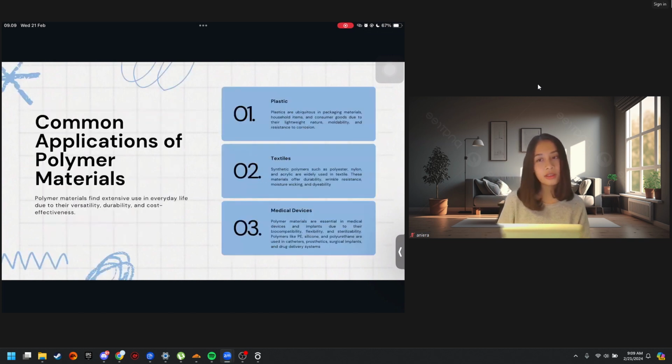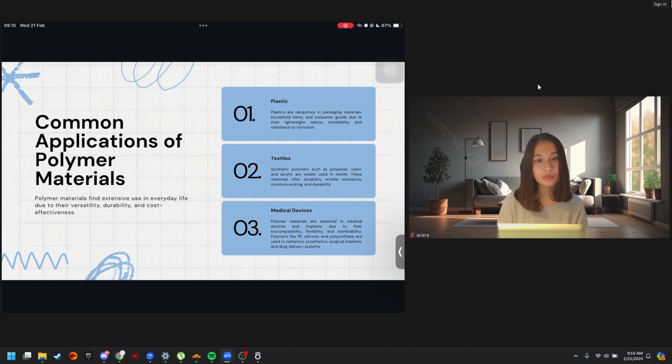The next one is common applications of polymer materials. Polymer materials find extensive use in everyday life due to their versatility, durability, and cost effectiveness. The first one is plastic. Plastics are ubiquitous in packaging materials, household items, and consumer goods due to their lightweight nature, moldability, and resistance to corrosion. Second one is textile.